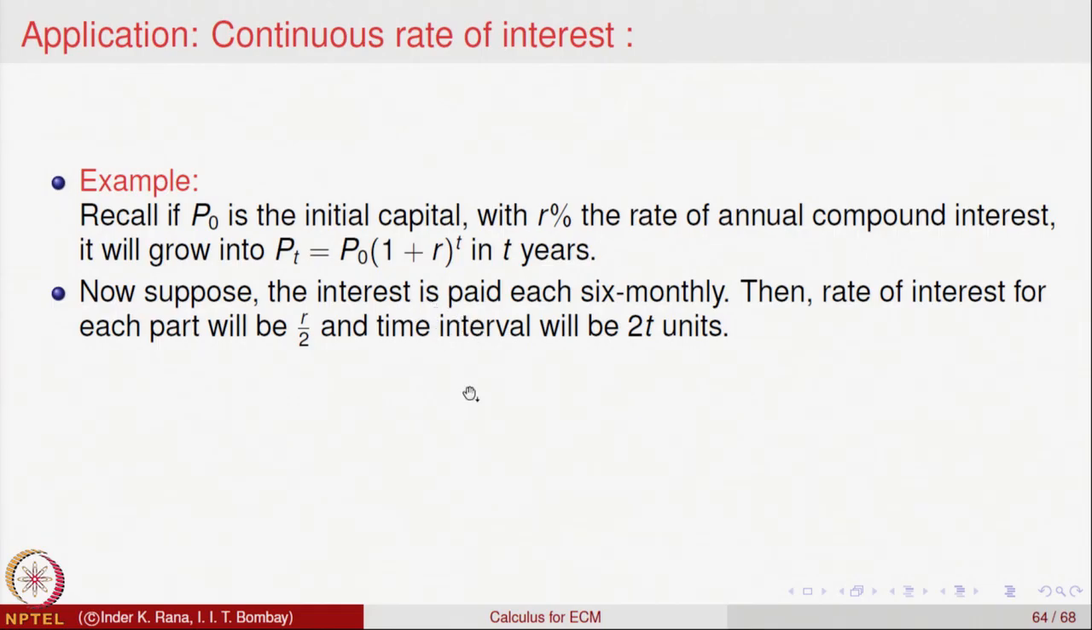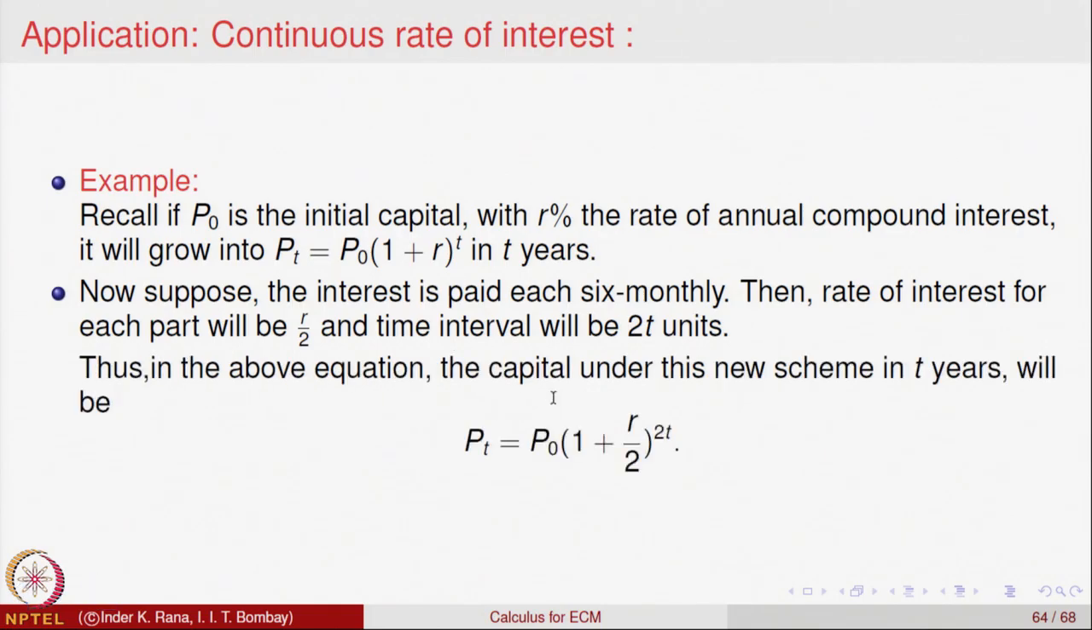Supposing the bank, or wherever the interest is given, applies the interest rate every 6 months. That means we have to break the year into 2 parts. So, the rate is r by 2, and the time interval will be 2 units per year. So, the rate of interest will be half, and Pt will become equal to this, right. That is how we will write it if the interest is half yearly. Okay. It is applied every 6 months.